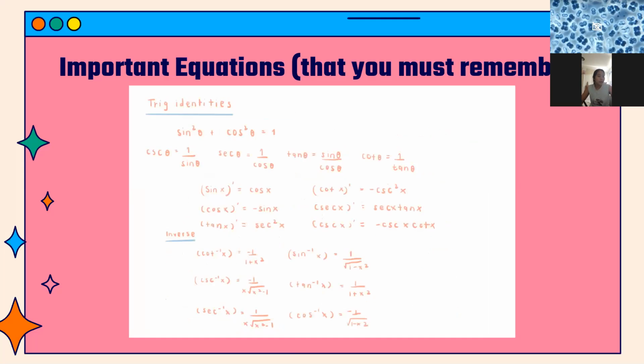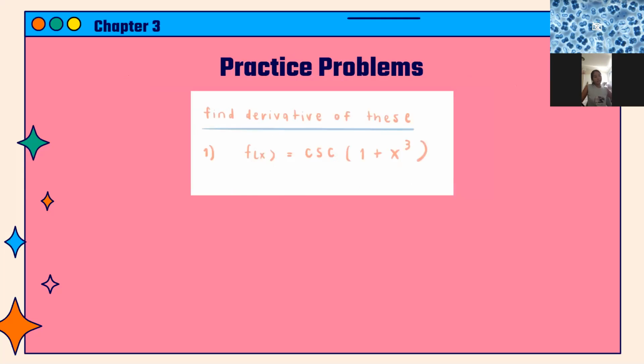And also you have to know the trig identities too, and its inverse. So sine, cosine, tangent, and then the inverse of it. All right, so this is the first problem. I'm gonna give you guys 5 minutes to solve these, and then we'll go over it together.